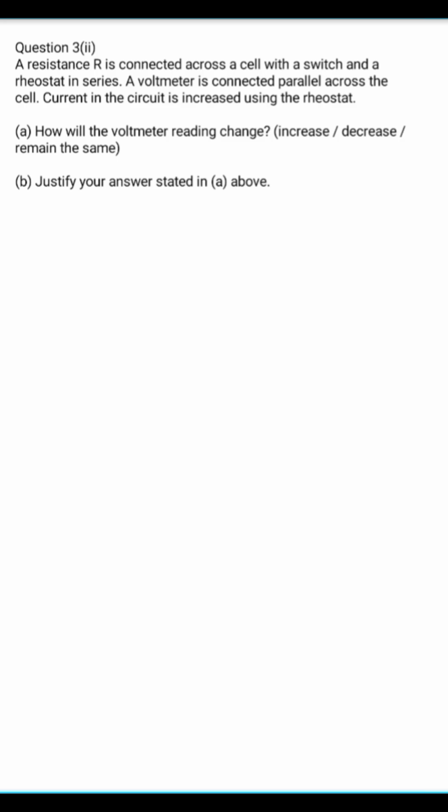So let's see what has been given. First of all, we have a resistance, that is R. We have a switch and a rheostat in series. Rheostat, if you remember, is used for changing the resistance of the circuit, and accordingly the current will also change. The current will increase. What will happen to the voltmeter? So we know one relationship, V equals IR.